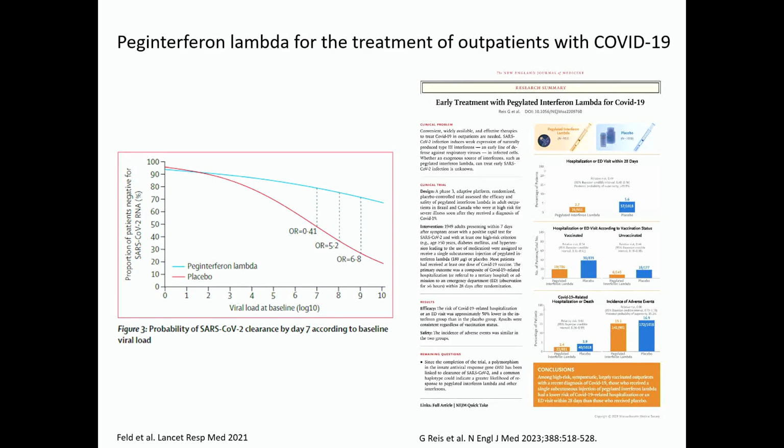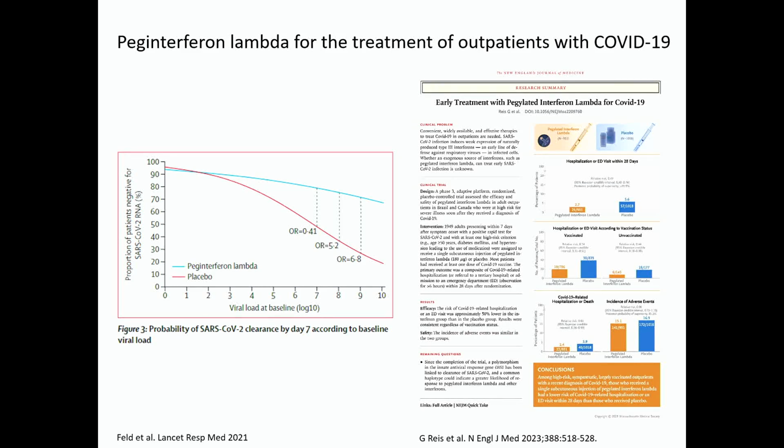And then in the New England Journal of Medicine a few months ago, we saw the results of this phase 3 clinical trial with early treatment of the pegylated interferon lambda for COVID-19. And in orange here, in this summary of the trial results, in blue is the placebo, there were lower numbers of hospitalizations and ED visits within the 28 days of infection.